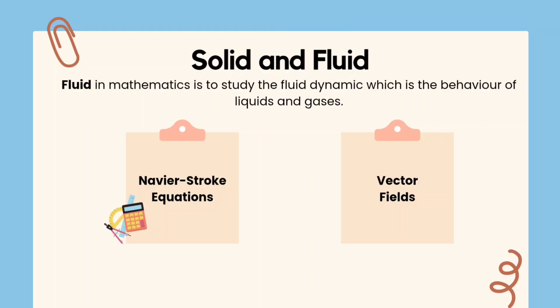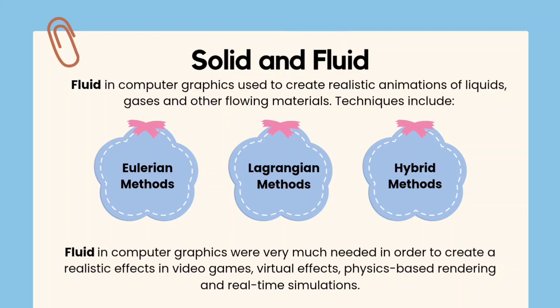Fluid in mathematics is the study of fluid dynamics, which is the behavior of liquids and gases, modeled using the Navier-Stokes equation, which is a partial differential equation governing fluid motion, and a vector field, which describes velocity, pressure, and flow of the fluid. Fluid in computer graphics is used to create realistic animations of liquids, gases, and other flowing materials. Techniques include Eulerian methods, Lagrangian methods, and hybrid methods. Fluid in computer graphics is very much needed in order to create realistic effects in video games, visual effects, physics-based rendering, and real-time simulation.